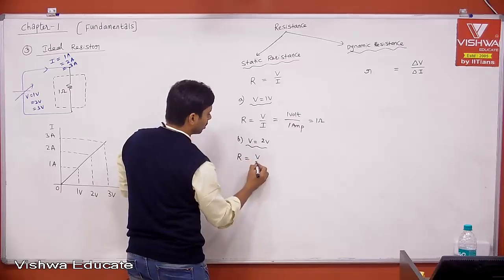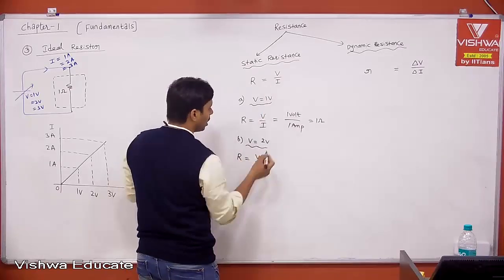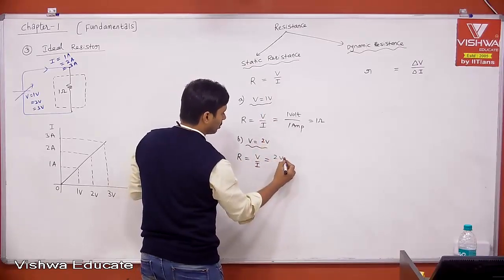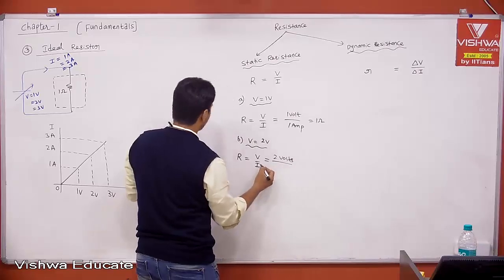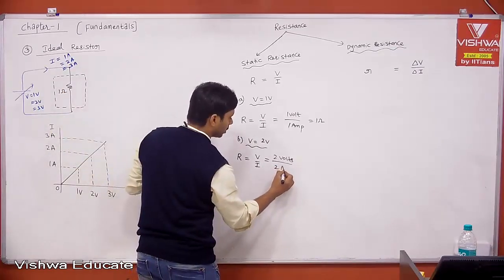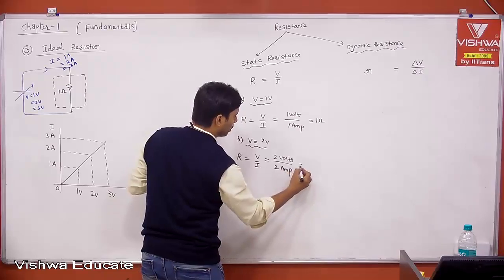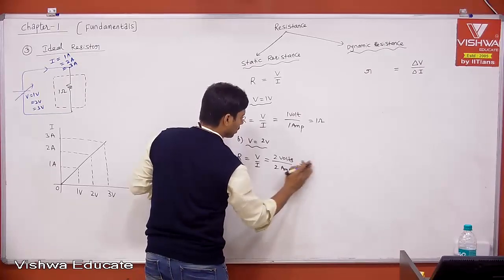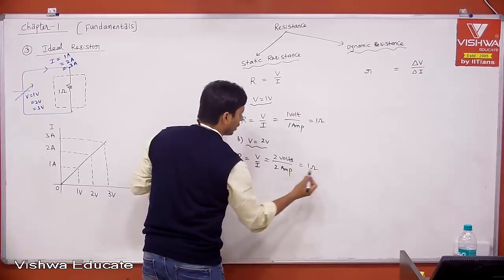Case B. When V is equal to 2 volts, R is equal to V by I. That is the definition, right? Therefore, V is nothing but 2 volts. And what is the current? When V is 2, current is nothing but 2 amperes. Therefore, this is nothing but 2 by 2, 1 ohm only.